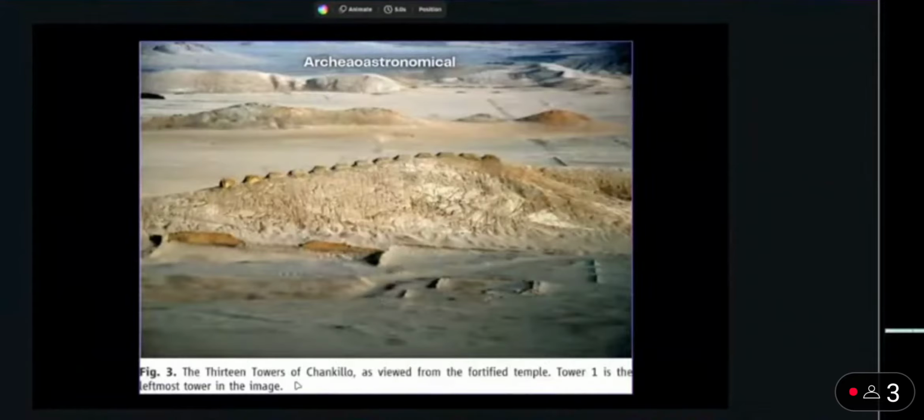There are other buildings, though, that have the sun aligning on solstice and equinox that also would be out of alignment if that was the case. There's tons. There's this one in Chiquillo, right? So you see these 13 stones here. They line up on the equinoxes and solstices all throughout the year.